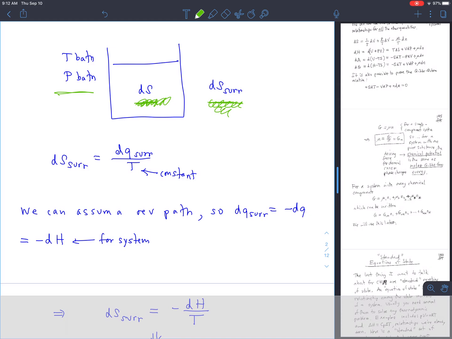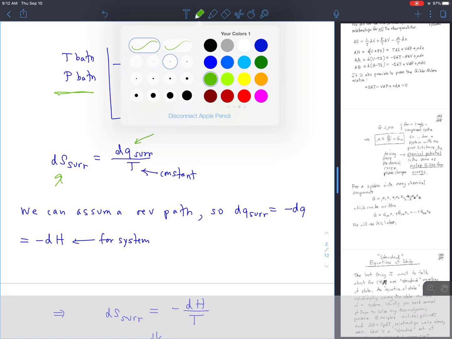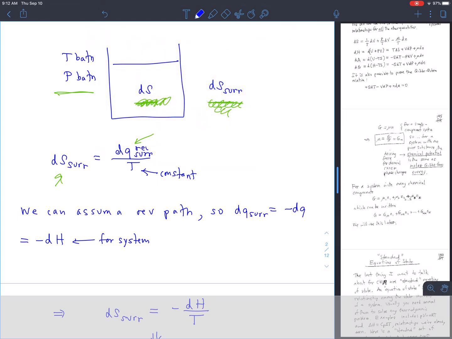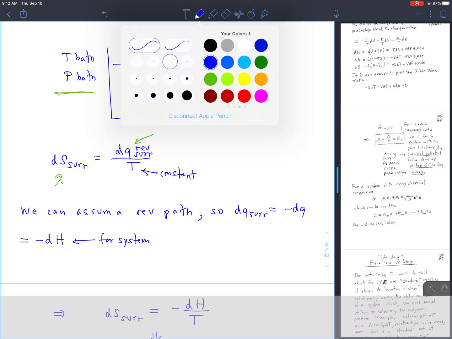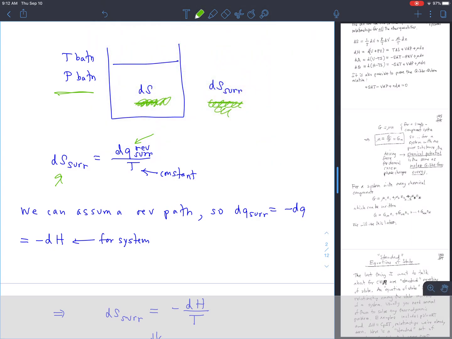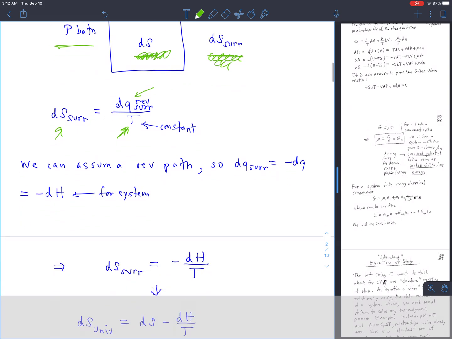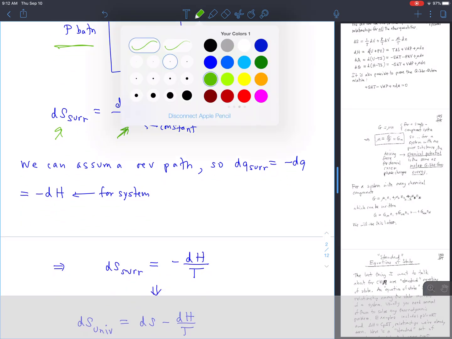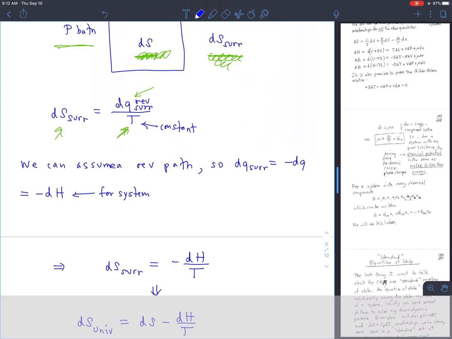So let's do that. The entropy change for the surroundings is whatever heat change took place, whatever reversible heat change took place. Let me write that into the notes here. Reversible surroundings heat change divided by the temperature. Since there's a temperature bath out in the surroundings, that temperature is a constant. And another thing I should fill in there.